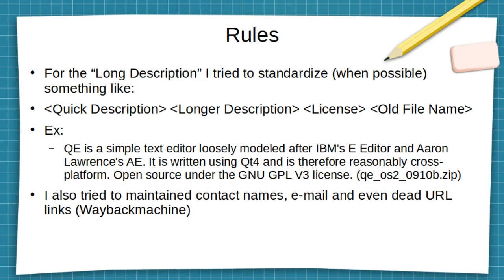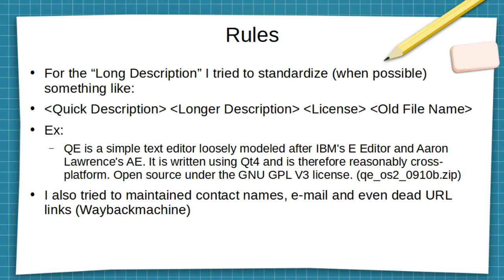Okay. This is another example for all description addresses standardized. Quick description, longer description, license, and old file name. Oh, that's important. Here's an example of QE. QE is a simple editor modeled after IBM editors and Auto Learners AE. It was developed by Alex right here. So that's the short description. Then the longer description is written using Qt4, blah, blah, blah, open source under the GNU GPL version 3 license. And here I'm putting the name of the original file name.